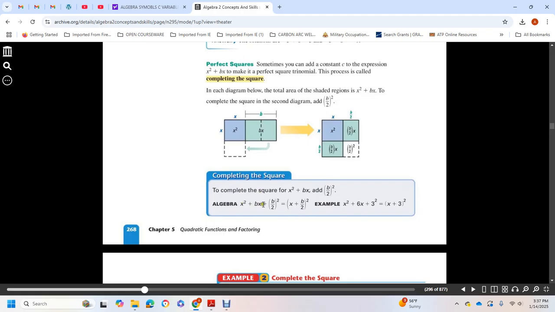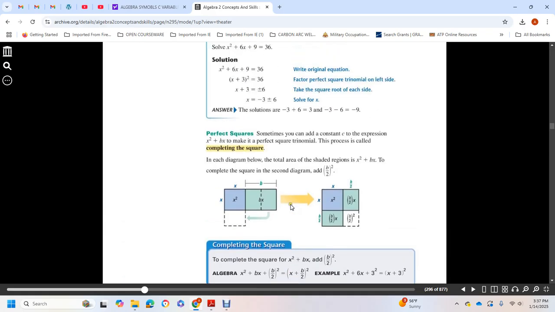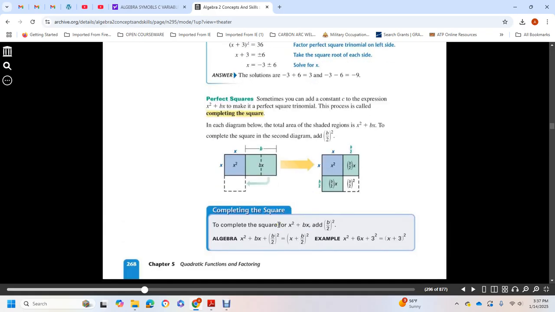Algebraically, x squared plus bx plus b over 2 squared equals x plus b over 2 squared. Example: x squared plus 6x plus 9 equals x plus 3 squared.